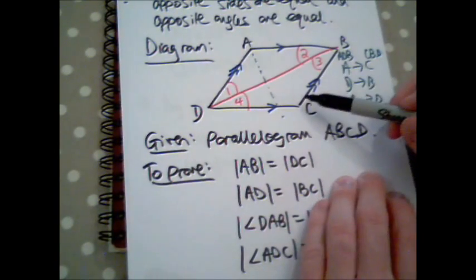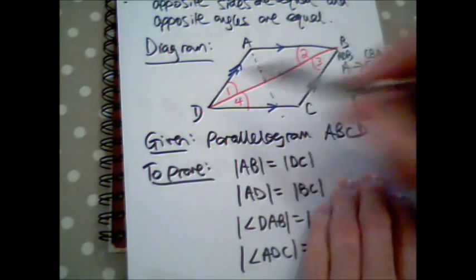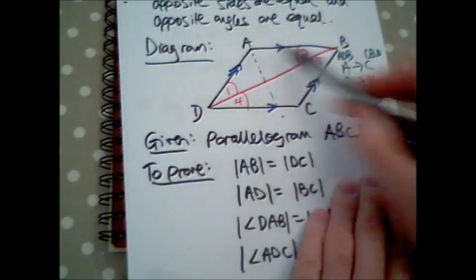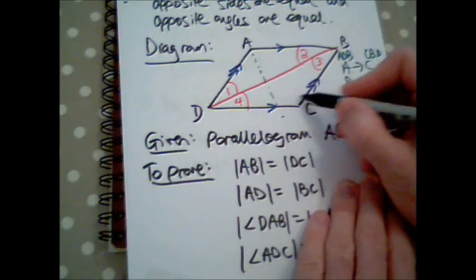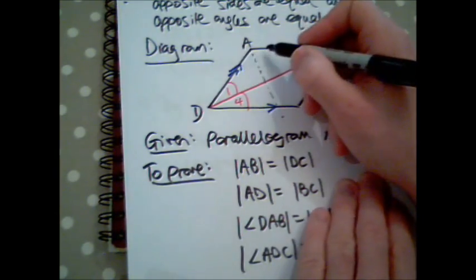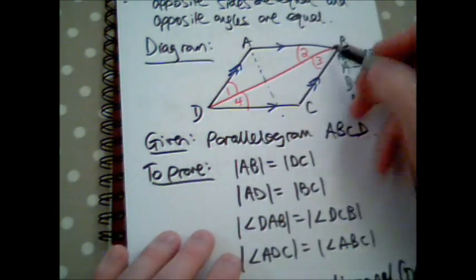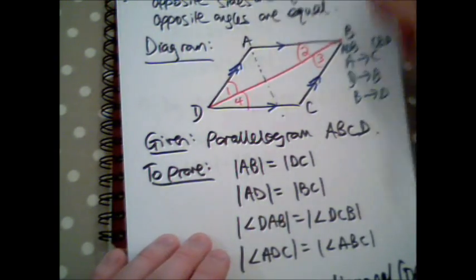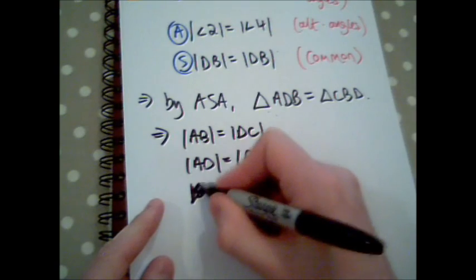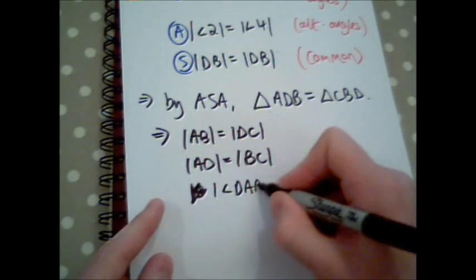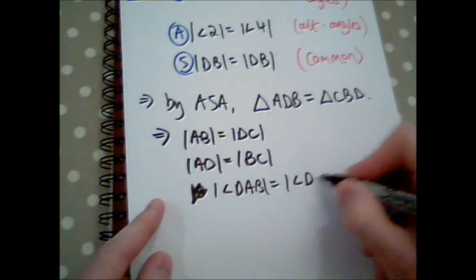So you have CB is the same as this side here, AD, and AB is the same size as this side down here. We also get this angle here equal to this angle here. So DAB equals DCB, that comes straight out. Whoops, we better put in an angle sign. DAB equals DCB.